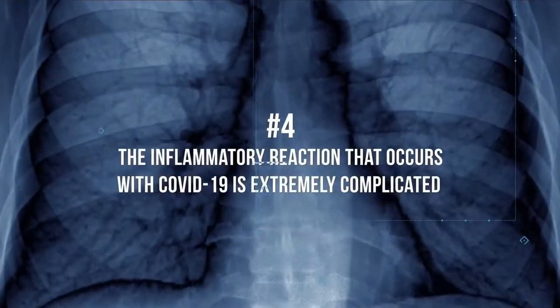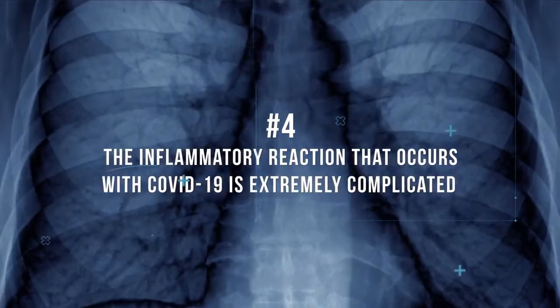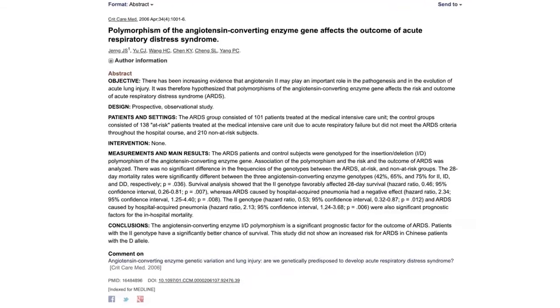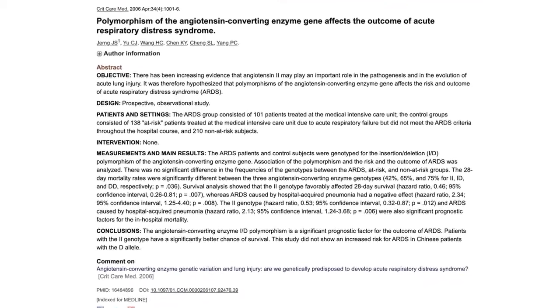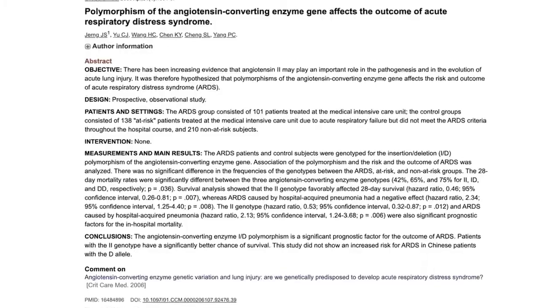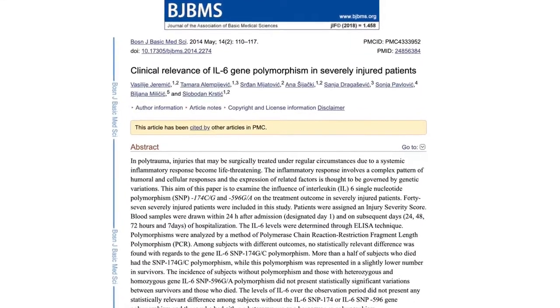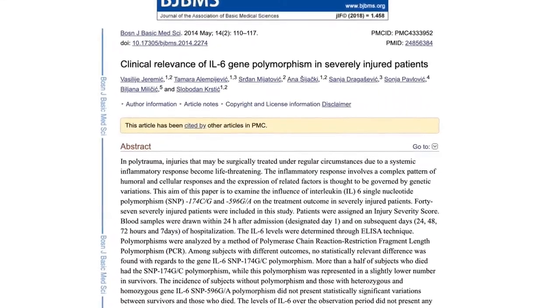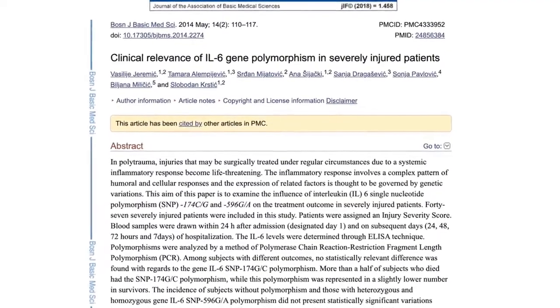Number four, the inflammatory reaction that occurs with COVID-19 is extremely complicated with lots of different proteins and hormones and interleukins at play. But there are several known genetic polymorphisms of these proteins that make the illness potentially worse than others. A genetic polymorphism simply means a variation on a particular gene. For example, there are genetic polymorphisms of the ACE gene, not the ACE2, but the ACE gene, as well as IL-6.